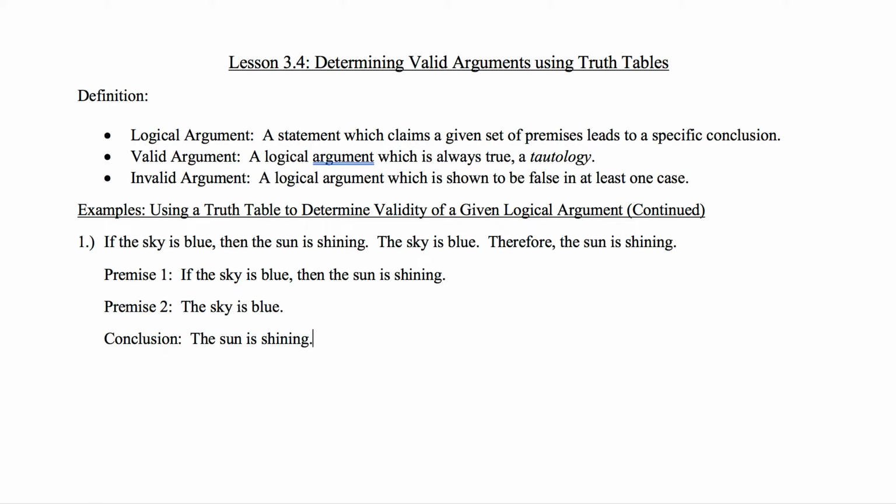Okay, so the next thing that we're going to do is assign a P and a Q value for these two premise statements and also for the conclusion. I'm going to start with premise 1, and I'm going to say that P is the sky is blue. I'm just using that because that's the beginning of my first sentence. And then I'm going to say that Q is the second part of the first sentence, so the sun is shining.